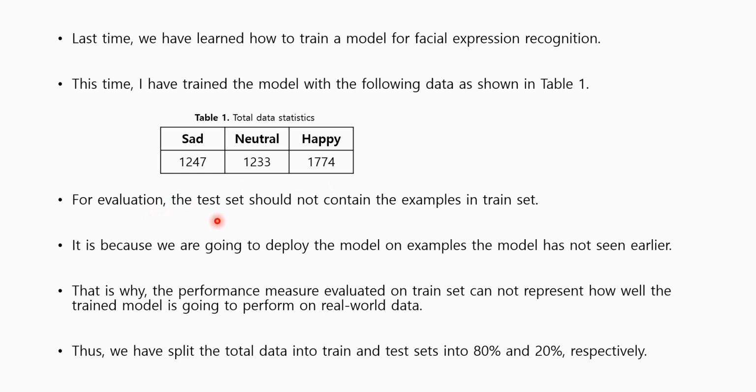For evaluation, the test set should not contain the examples in the train set. It is because we are going to deploy the model on examples that the model has not seen earlier. That is why the performance measure evaluated on the train set cannot represent how well the trained model is going to perform on real-world data. Thus, we have split the total data into train and test sets of 80% and 20% respectively.